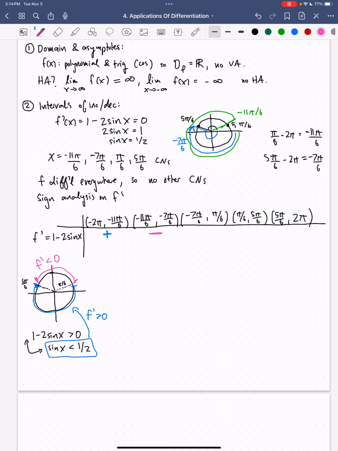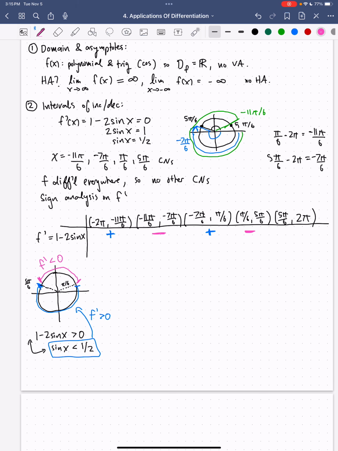Then for the next one, now you can kind of see what's going on here. This negative 7 pi over 6 to pi over 6, that's going from this angle all the way up to here. And so again, this is just the whole blue lower part where we see that f prime is positive. Then between pi over 6 and 5 pi over 6, again, we see that that's where we get negative f prime. And then from 5 pi over 6 to 2 pi, we finally get back to positive.